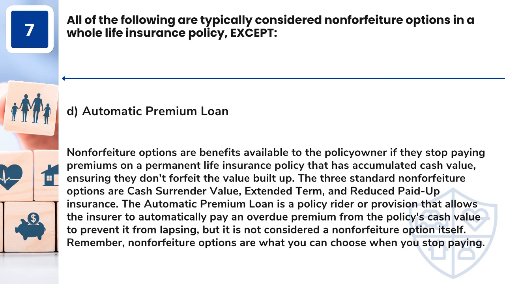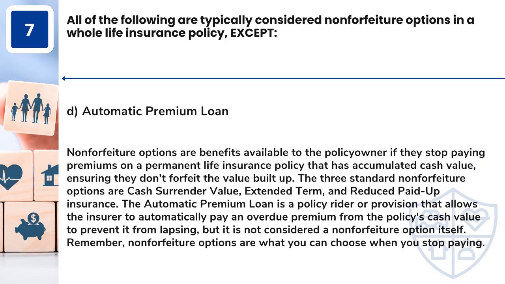Answer: D. Automatic premium loan. Non-forfeiture options are benefits available to the policy owner if they stop paying premiums on a permanent life insurance policy that has accumulated cash value, ensuring they don't forfeit the value built up. The 3 standard non-forfeiture options are cash surrender value, extended term, and reduced paid-up insurance.